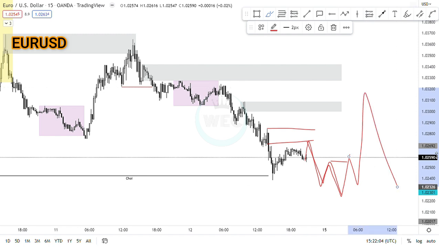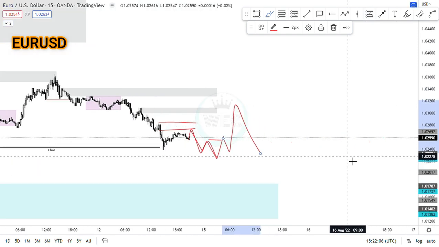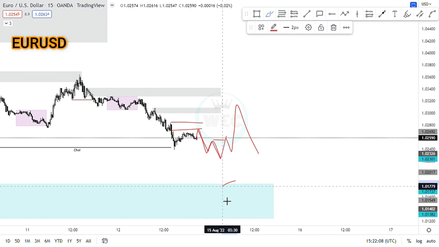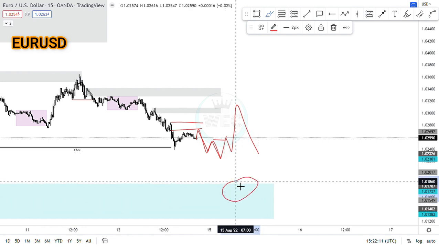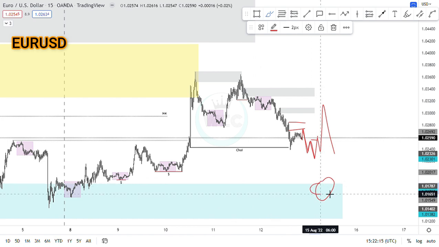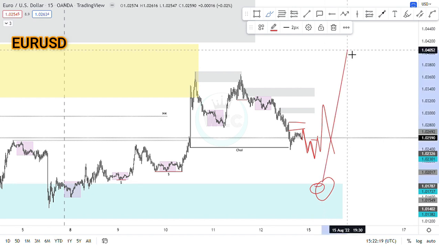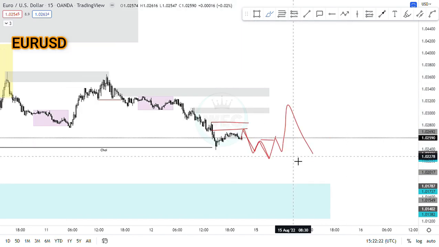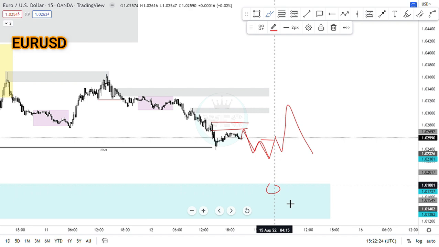But then personally, I'm bearish on Euro USD until we get into these levels of H4 demand. And if price gives me any intention to look for buys from this level of H4 demand, then I'm going to look for it. If it gets into this level of H4 demand and still continues with the bears, why not?